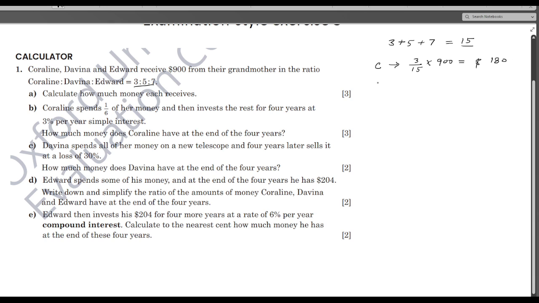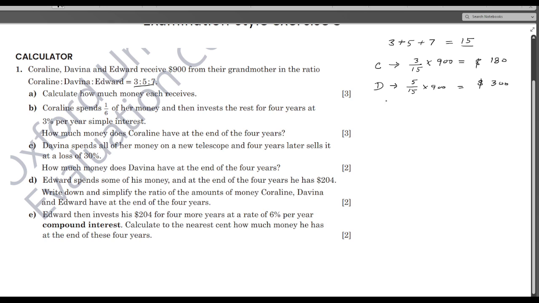Similarly, the second, Davina, she will receive 5 divided by 15 times 900. So this will be actually 900 divided by 15. If I do, the result is 60. So every time I have to multiply by 60. So here it is $300.